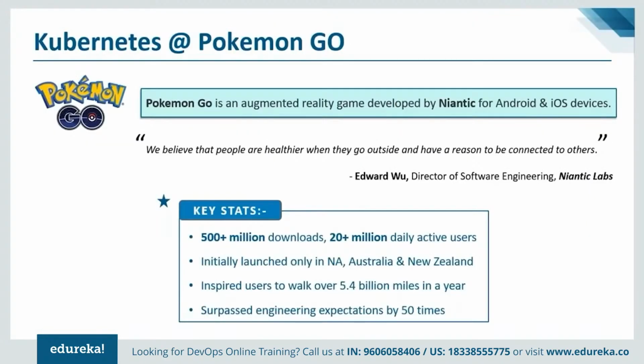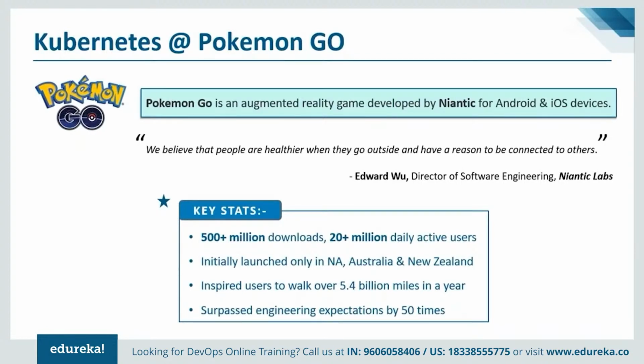But before I tell you why, there are a few things I want to talk about. I'll give you an overview of what Pokemon Go is, and let me talk about a few key stats. So Pokemon Go is an augmented reality game developed by Niantic for your Android and iOS devices. Those key stats read that they've had 500 million plus downloads overall and 20 million plus daily active users. Now that is massive. Daily, if you're having 20 million users plus, then you have achieved an amazing thing. So that's how good this game is.